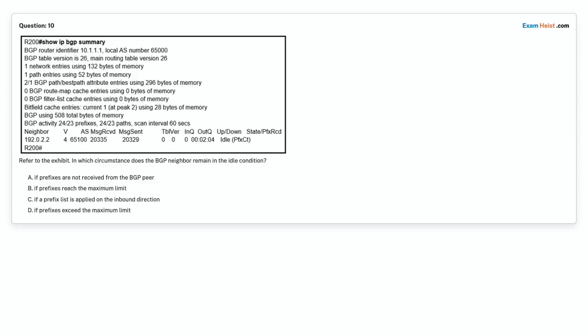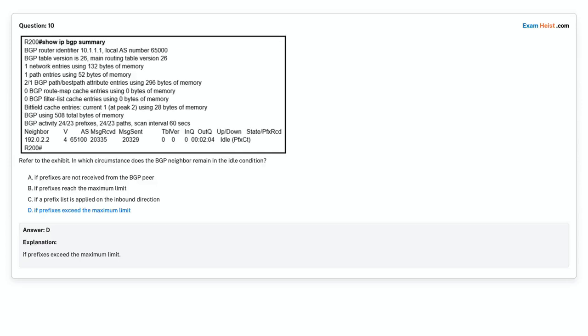Choose the correct answer. Correct answer is option D. If prefixes exceed the maximum limit.